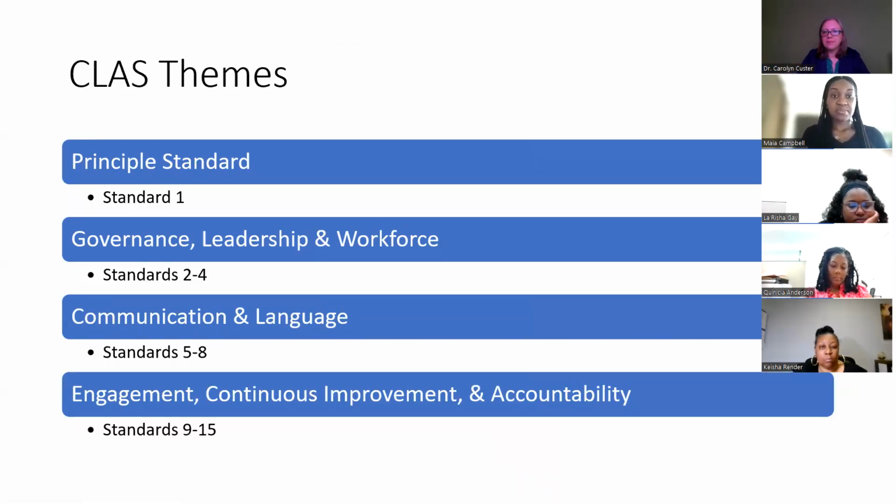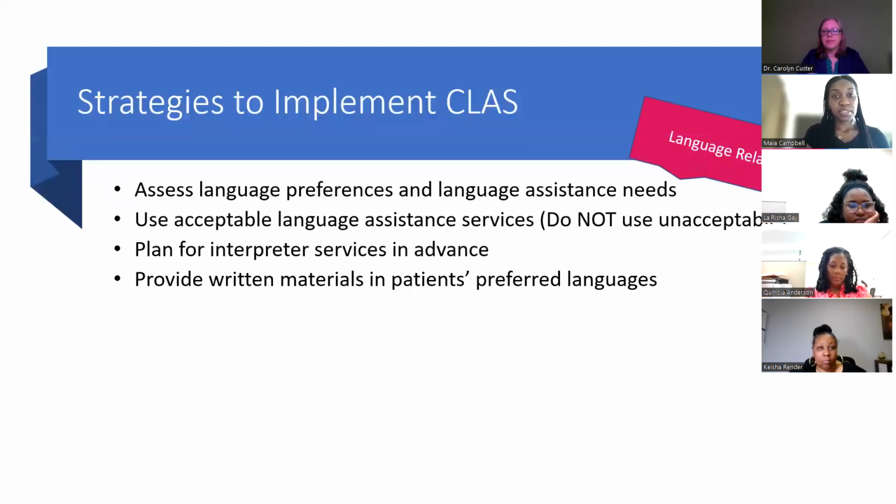So some of the CLAS themes: the principal standard, governance and leadership and workforce, communication and language, engagement, continuous improvement, and accountability. All right, so some strategies to implementing CLAS. Some language-related strategies: we want to assess language preferences and language assistance needs. Use acceptable language assistance services. Of course, don't use anything that's unacceptable. Plan for interpreter services in advance.